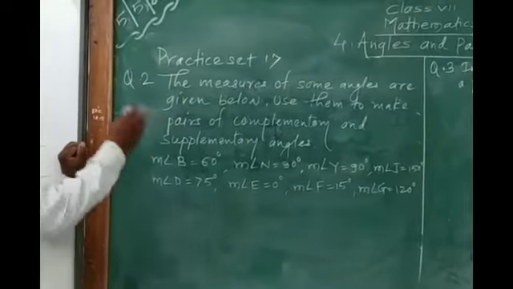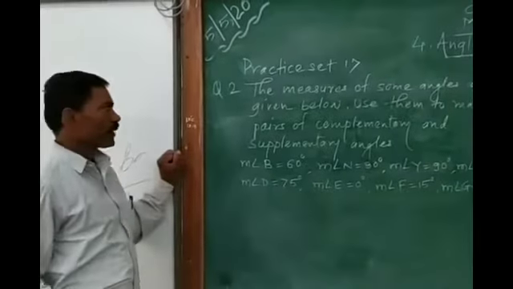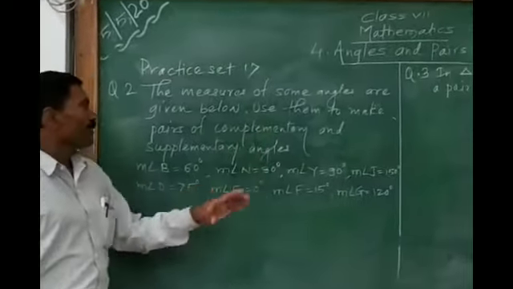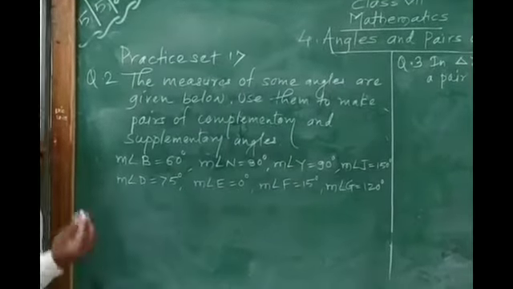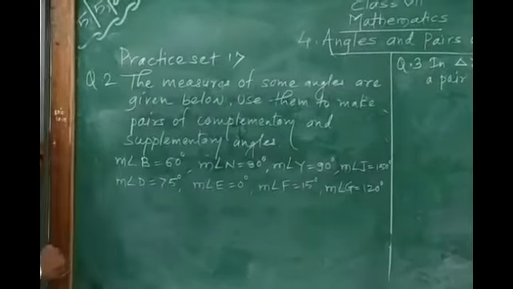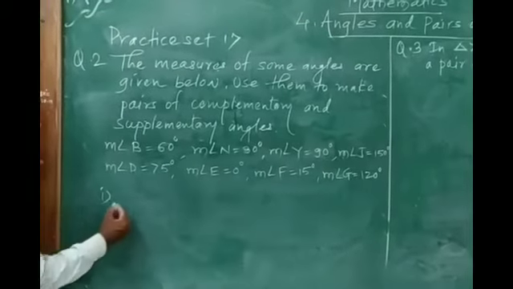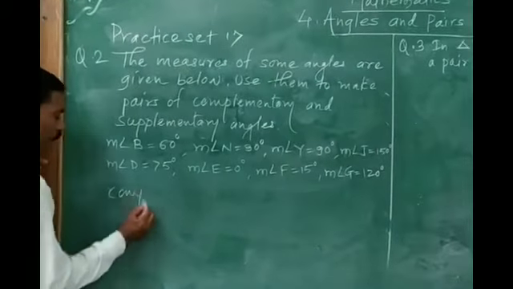Now, in practice set 17, question second, the measures of some angles are given below. Use them to make pairs of complementary and supplementary angles. Okay. First, we see complementary angles. Which angles are called complementary angles? The angles whose sum of measures of two angles is 90 degrees. They are complementary. Now we will find out which pairs of angles have a sum of 90 degrees. So first, we will write complementary.